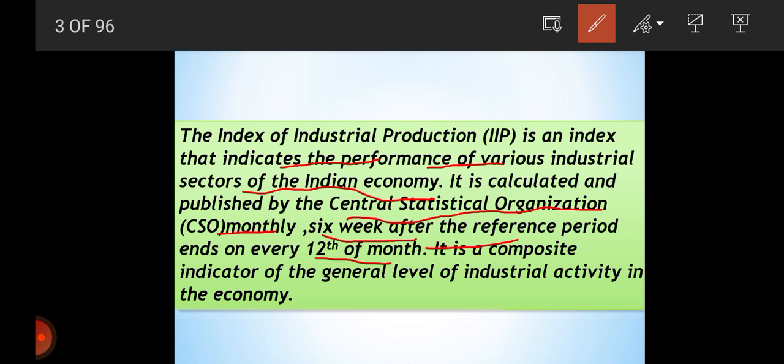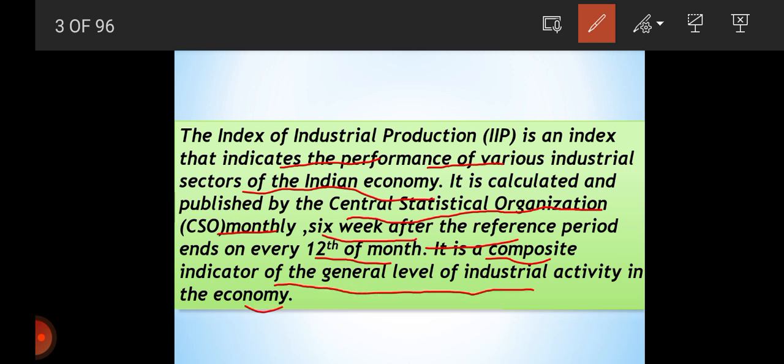So IIP is calculated by whom? CSO. Published by whom? CSO. When? 12th of every month after a 6 week lag. Then it is a composite indicator of the general level of industrial activity in the economy.